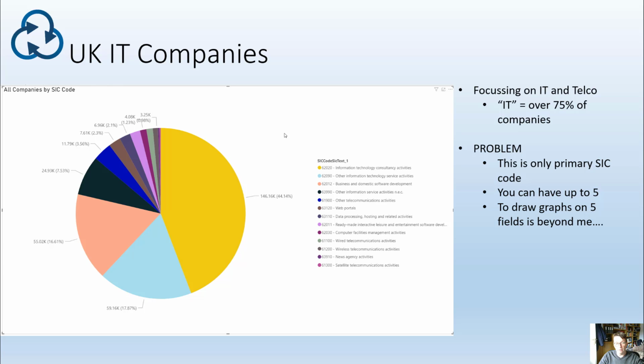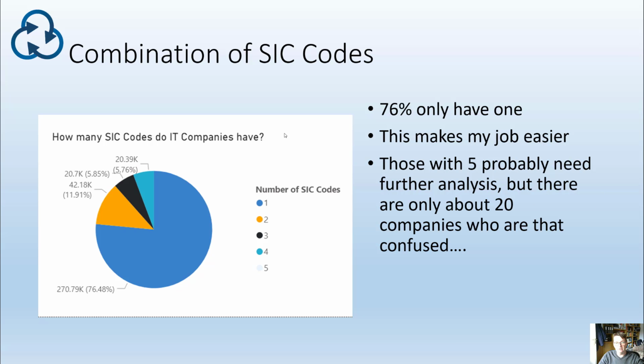Now I've mentioned you can have more than one SIC code. You can have up to 5 SIC codes. As mentioned before, this is primarily on the first SIC code. But just to give you an idea of how things combine, most companies, 76% of companies, have only got one SIC code. It makes my life really easy. So it's good that I can narrow down quite quickly for 75% of the data I've got what they actually do. The remaining 25% probably need a bit more analysis.